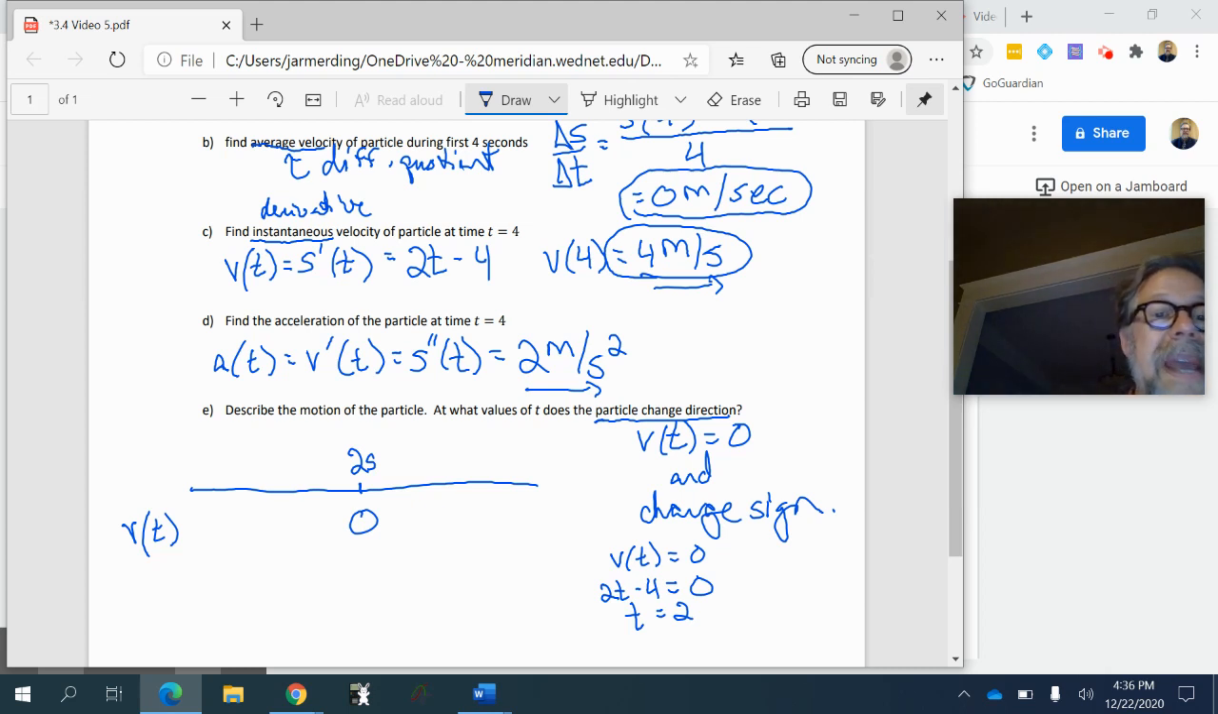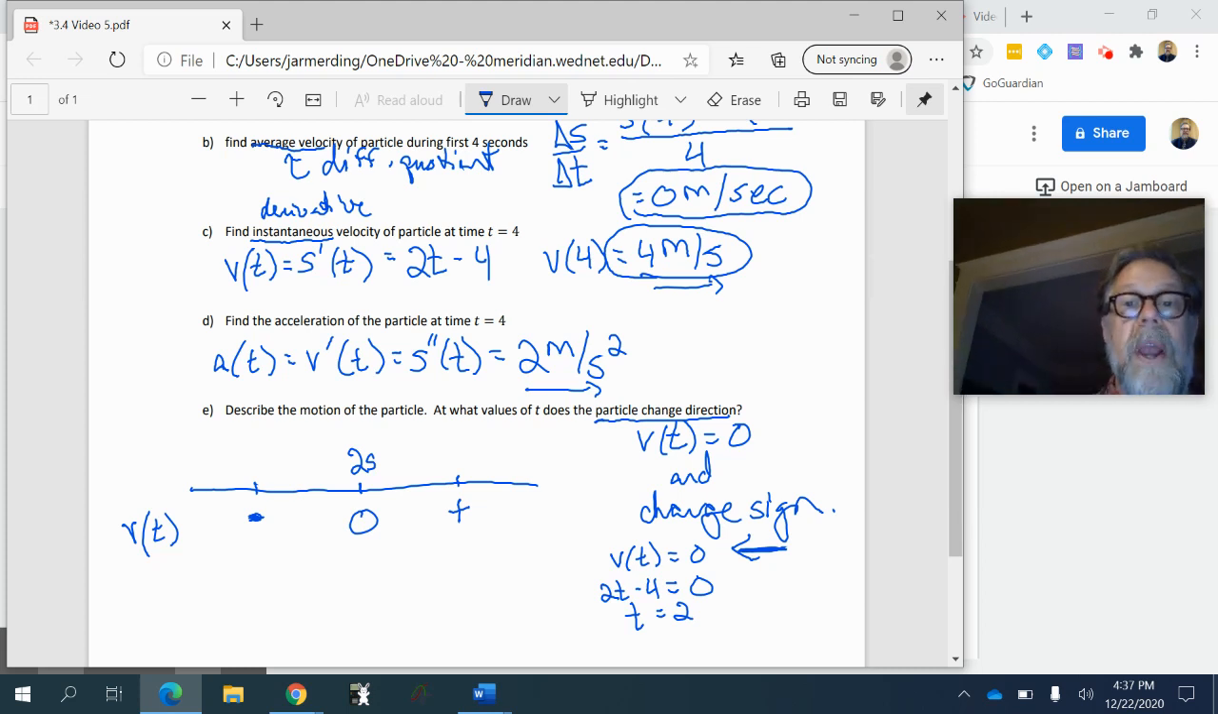What's velocity at 0 seconds? Well, 2 times 0 minus 4 is negative. I don't actually even need to put a number in there. I just know that it is negative. And what's my velocity at some positive number? Well, I'll go ahead and plug in 4. 2 times 4 is 8, minus 4 is positive. Again, I don't have to plug in any numbers. There's only one time when velocity is equal to 0. And so if it went from negative to positive, that's the only time that it changed direction.